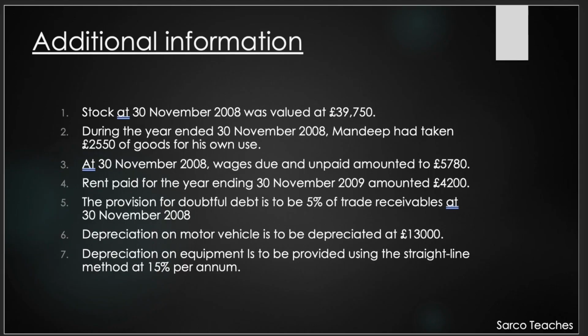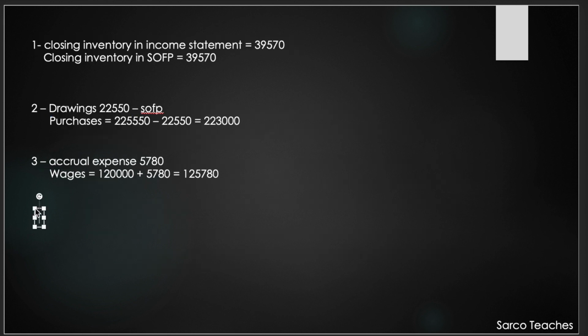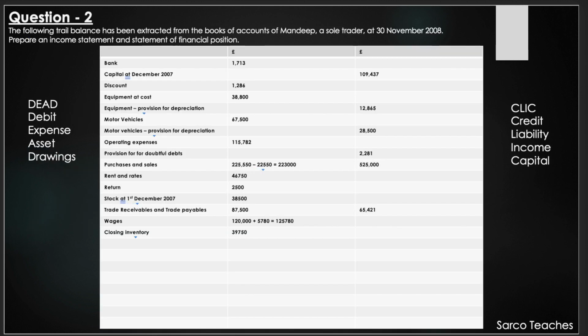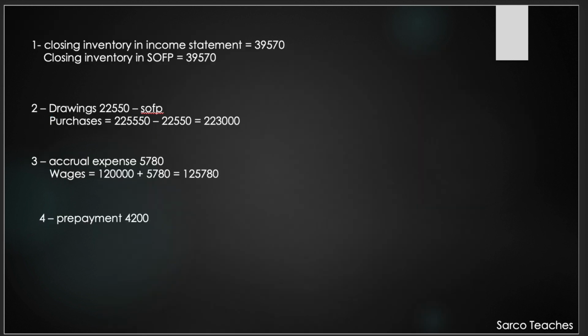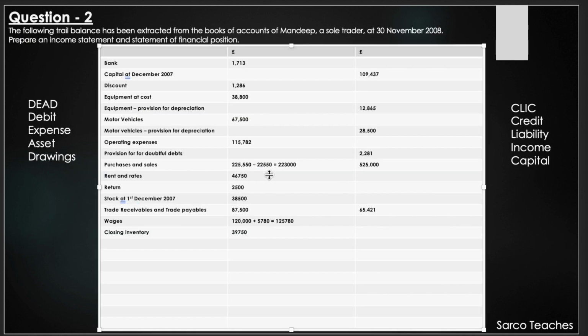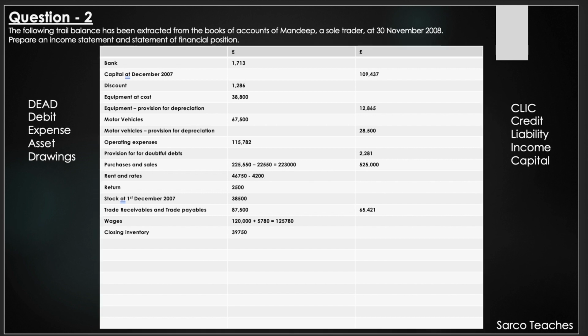Number 4. Rent paid for the year ending 30th November 2009 amounted 4,200. This is a prepayment. This is extra money we've paid. You might be wondering why. Why is this extra money? How do we know it's extra money? Because it says 2009 and our income statement is for 2008. Okay, so we will go back to our worksheet. Prepayment 4,200. And then we will have to subtract it from rent and rates. So we will go back to our trial balance, look at rent and rates, get the value, and then simply subtract it. And we will also put this into the trial balance so we don't forget.